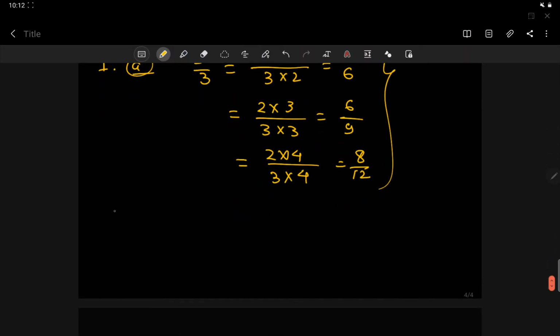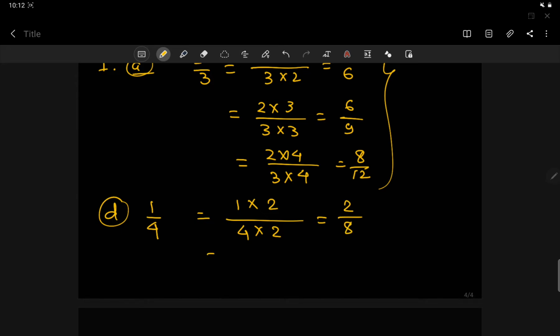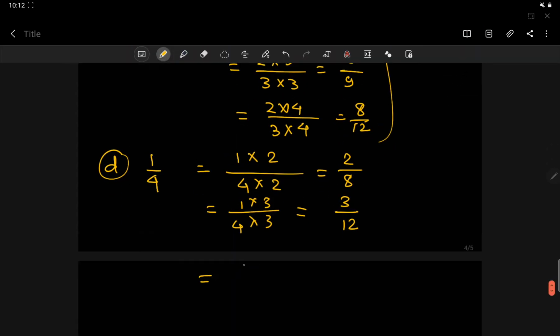Similarly, question number D, 1 by 4, will be the same as before. At first you multiply by the same number, that is 2. So 2 1s are 2, 2 4s are 8. Then you multiply by the next number, 3. 3 1s are 3 and 3 4s are 12. Similarly, multiplying by 4, 4 1s are 4 and 4 4s are 16. So they are all equivalent fractions of 1 by 4. Similarly, you can find the equivalent fractions for the rest of the parts.